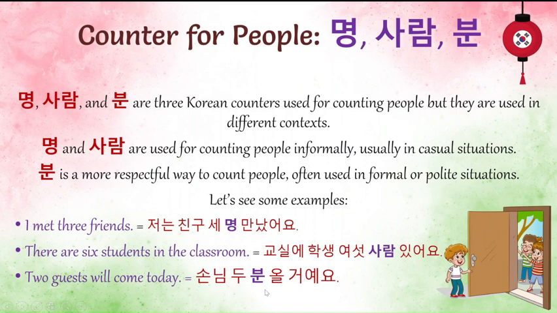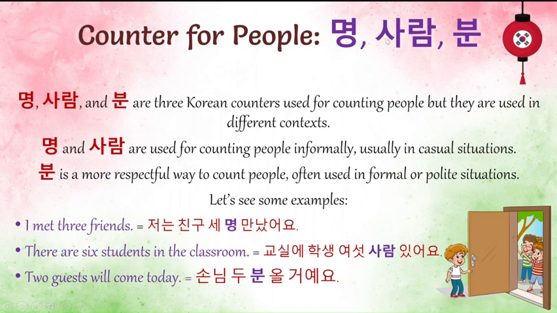Next is, 2 guests will come today. 손님 2분 올 거예요. Here, 2 guests. Guest is 손님. So, 2 is 두. Counter that I have used is 분. 손님 2분. Okay? This is how we use the counter for people.